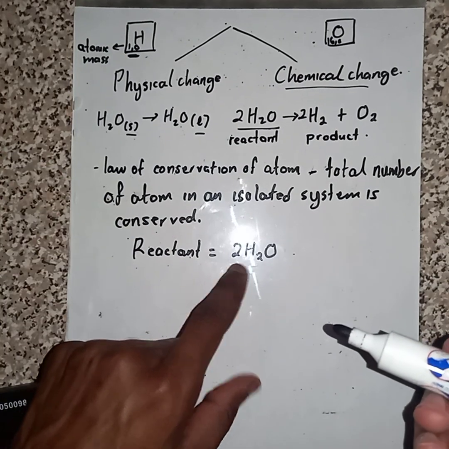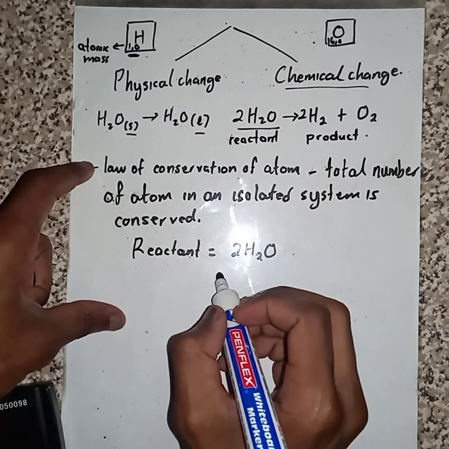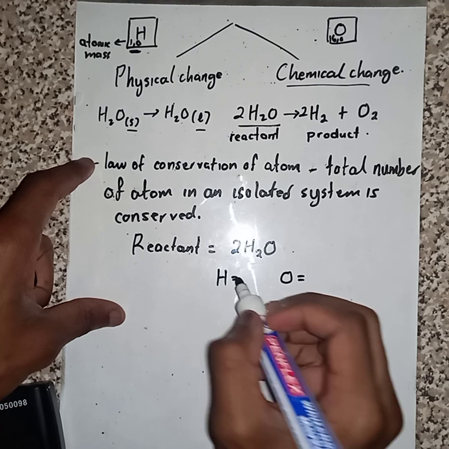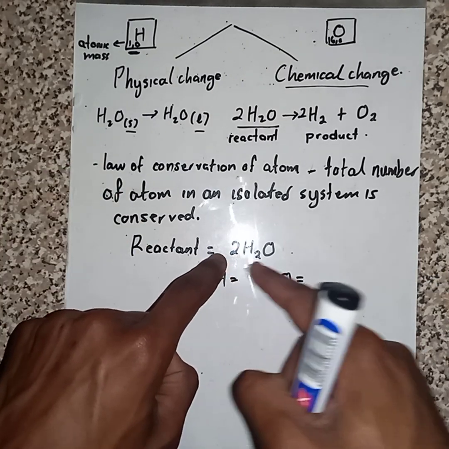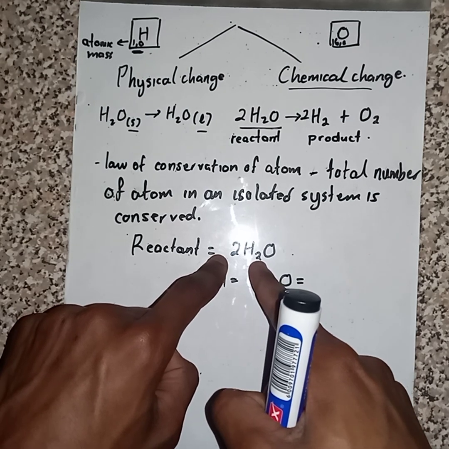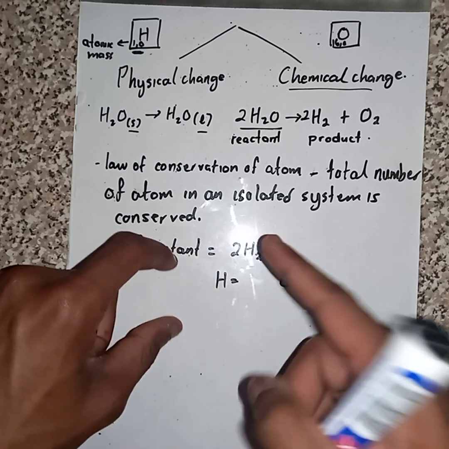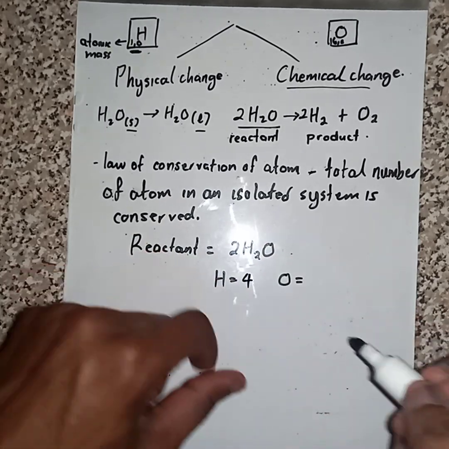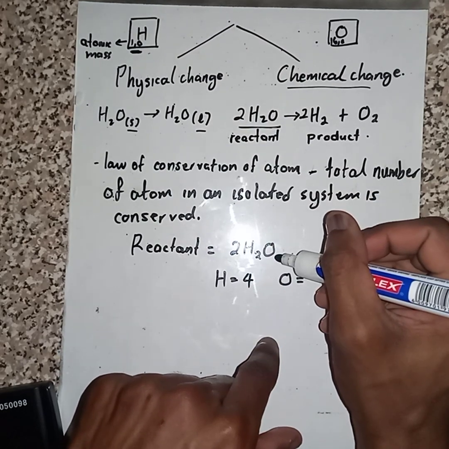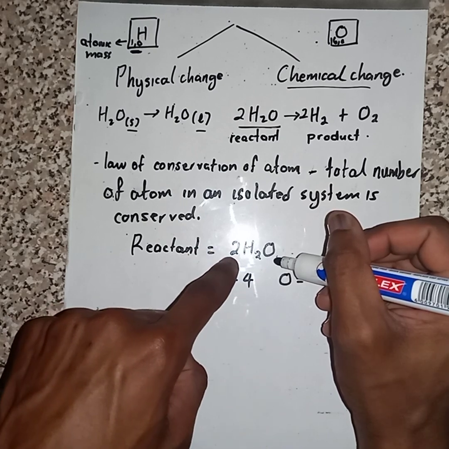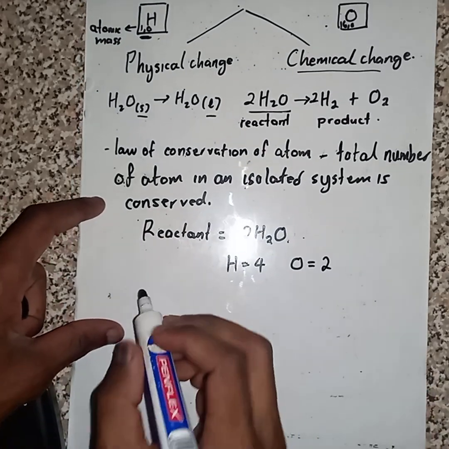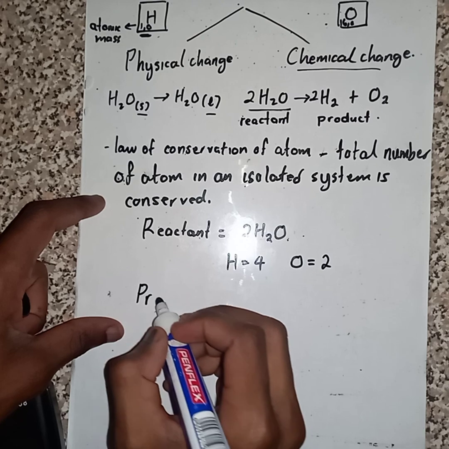See? Then what are we going to do now? We are going to figure out how many hydrogen we have from this. You just need to take this number and multiply it with this number. We get 4. 2 times 2 is 4. Then for oxygen, we have 1. You multiply this number with this one. We're going to get 2. See? So simple.